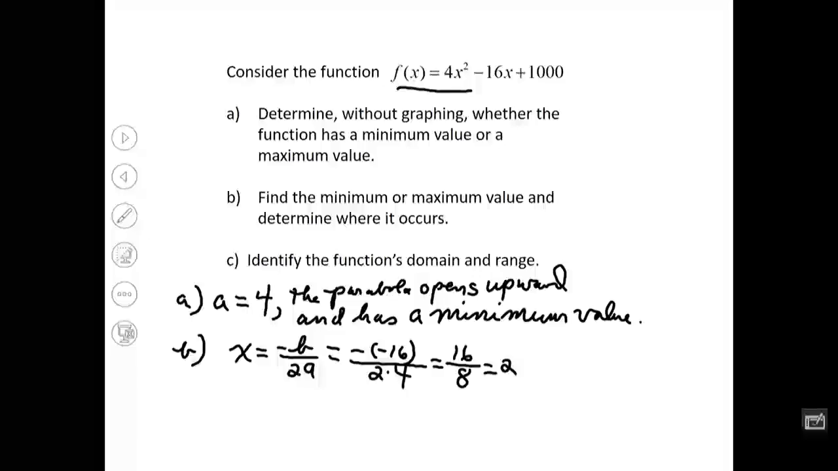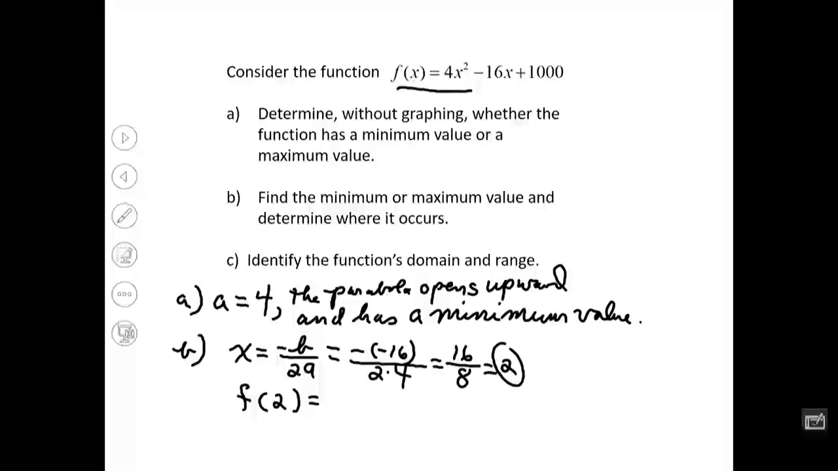So the minimum value will occur at x is equal to 2. And now, what is the minimum value? To get the minimum value, we now evaluate the function f at 2. So I really want f of 2. All right? F of 2, let's find f of 2.